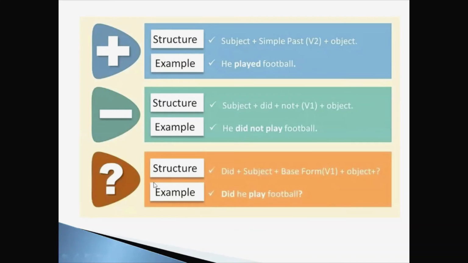Okay. For the interrogative, we write did, subject, base form, plus object. Suppose I say, did he play football? Did she play cricket? Did they play chess? Okay. All these are the examples and the structure. If you have time, please note down the structure so that you will be perfect in tenses.